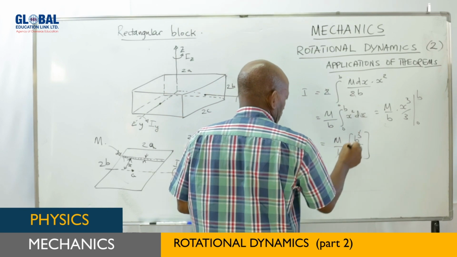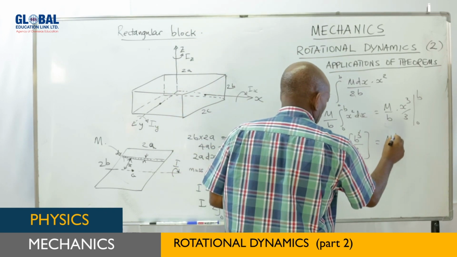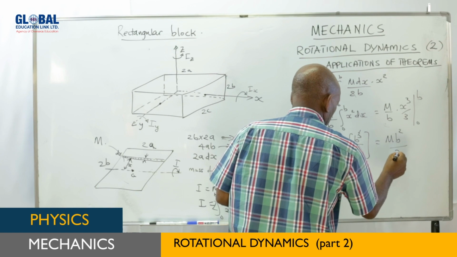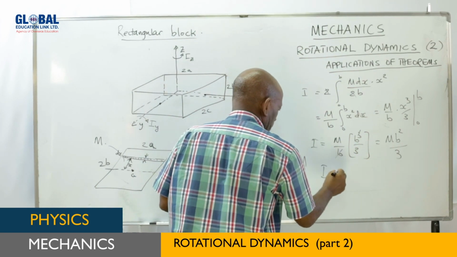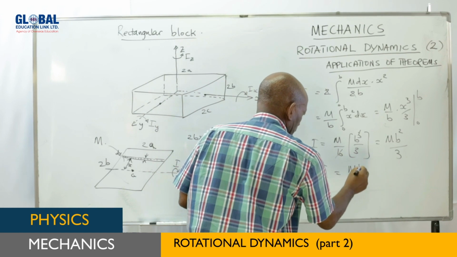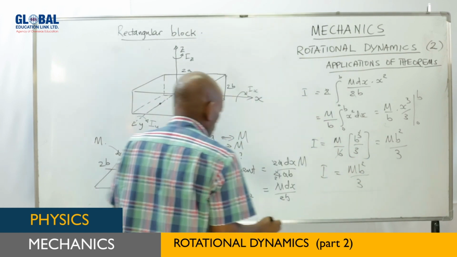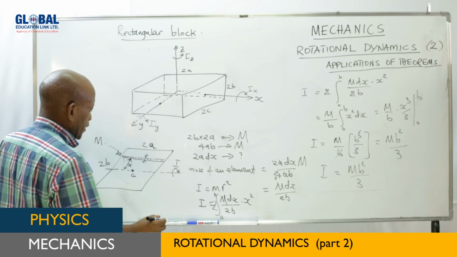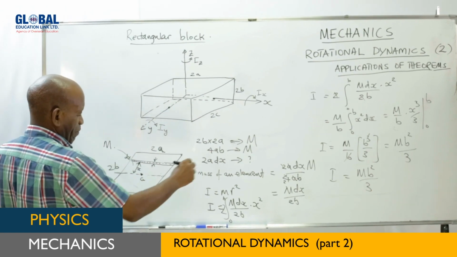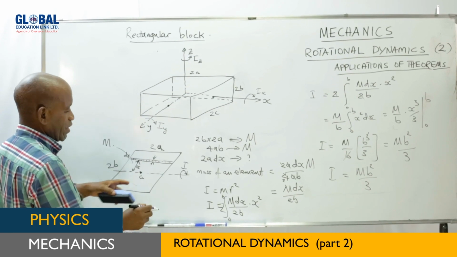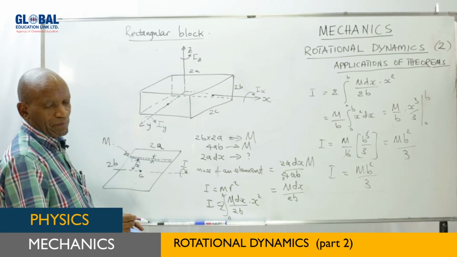And actually I'll have m b squared over 3. So the moment of inertia I, for a body to be rotated about an axis passing through its center along a plane to the side of 2A, is given by that much.